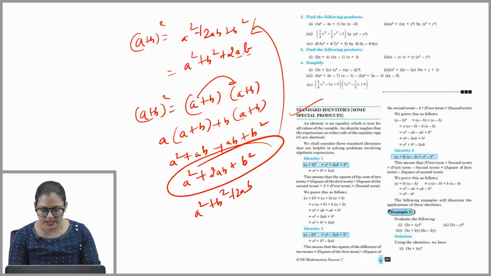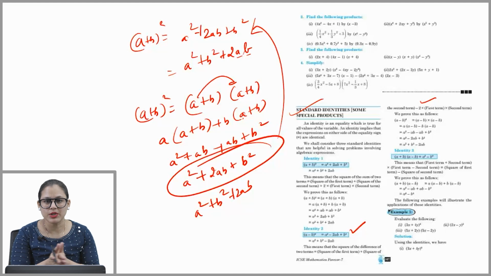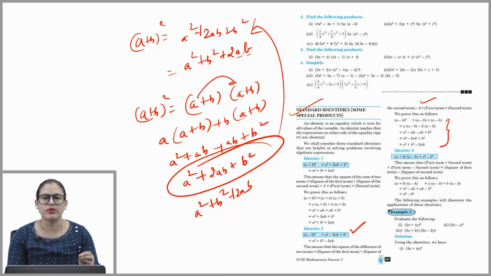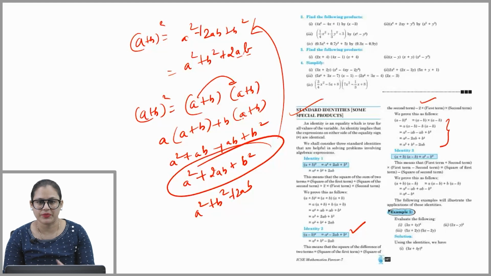Identity 2 is (a minus b) square is equal to a square minus 2ab plus b square, or (a plus b) square minus 2ab. This means that the square of the difference of 2 terms is the square of the first term plus the square of the second term, minus 2 into first term into second term. Okay. This can be proved like this. Here we multiply a minus b by a minus b, right?